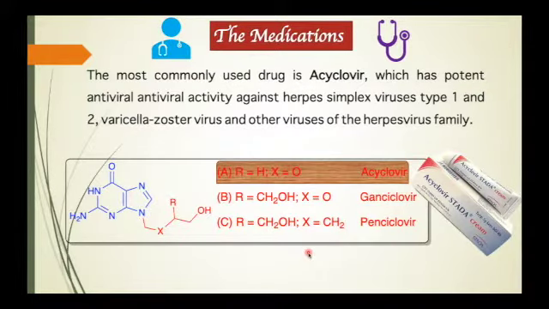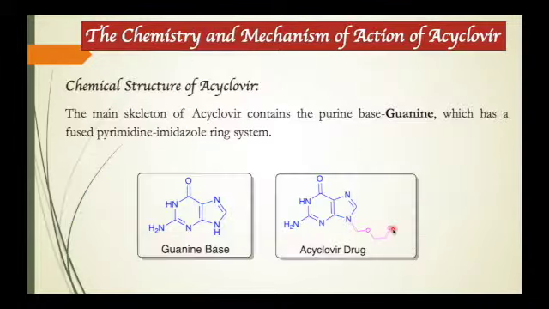So what medications are available for this disease? Various antiviral drugs are used to treat chickenpox infection. The most commonly used antiviral drug is acyclovir. Two other drugs from the same family, ganciclovir and penciclovir, are also used, but these two are specifically used for immunocompromised patients.